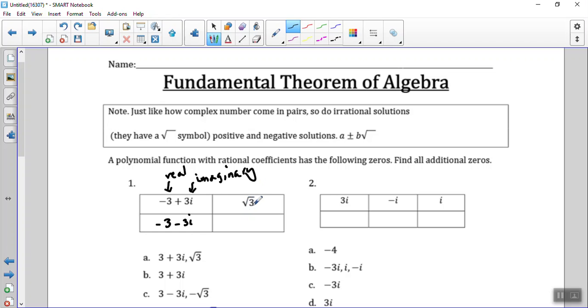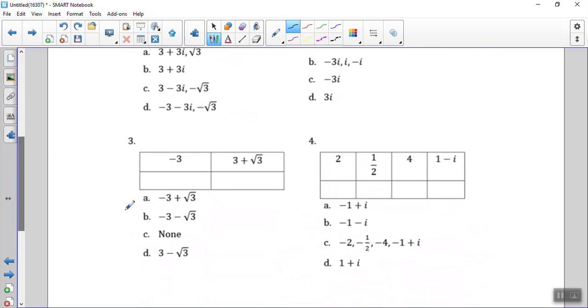Same thing for irrational solutions. This is an irrational solution. So since this is a positive irrational, you have to do the negative irrational solution. Okay. Let me do another example.